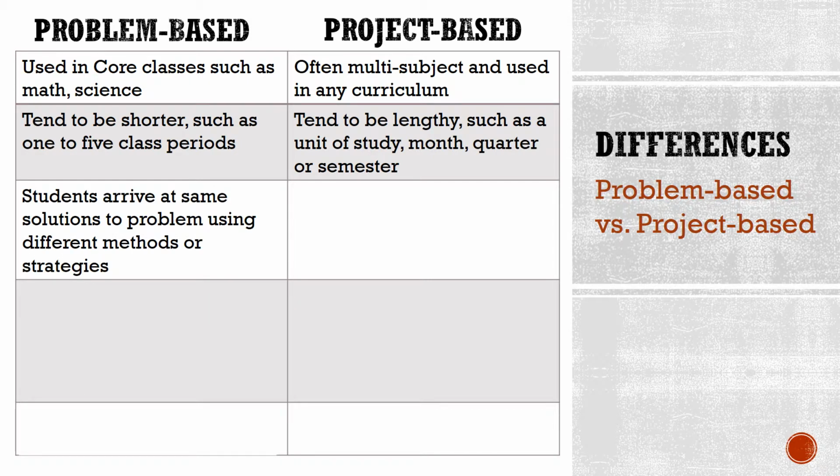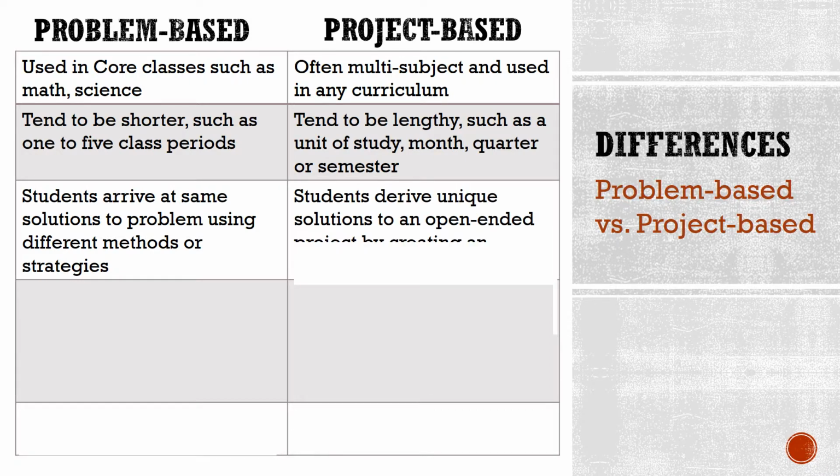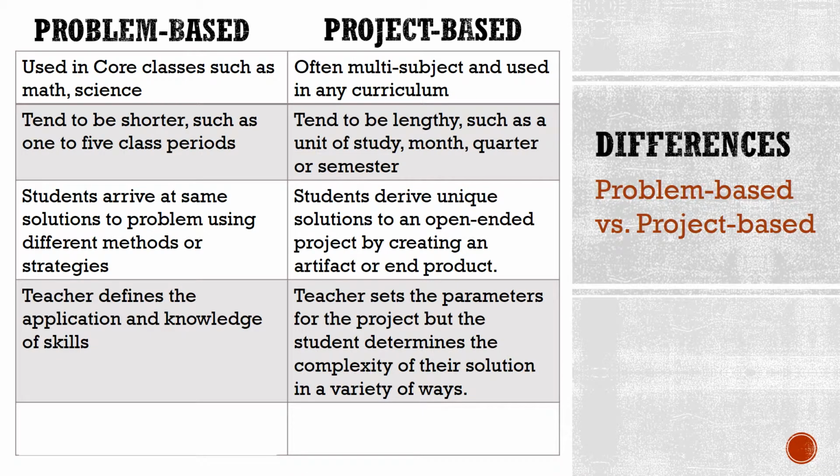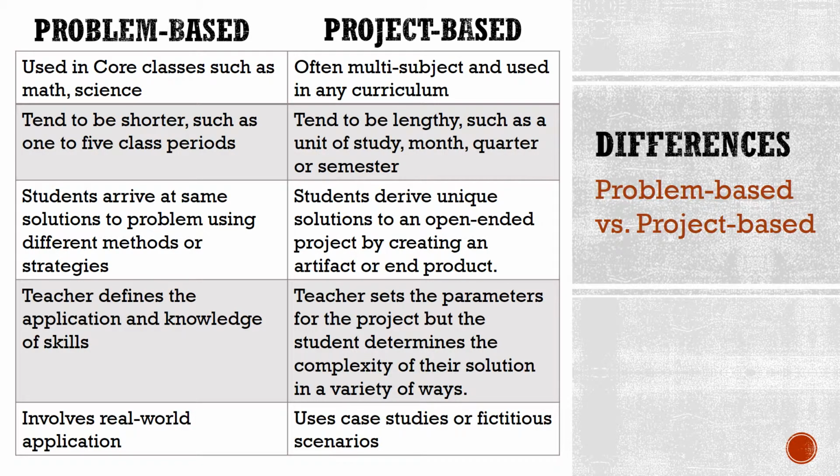Problem-based, students arrive at same solutions to problem using different methods or strategies, while project-based, students derive unique solutions to an open-ended project by creating an artifact or an end product. Problem-based, teacher defines the application and knowledge of skills, while project-based, teacher sets the parameters for the project, but the student determines the complexity of their solution in a variety of ways. And for problem-based, it involves real-world application, and project-based then uses case studies or fictitious scenarios.